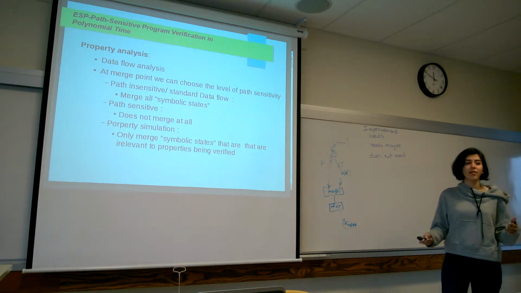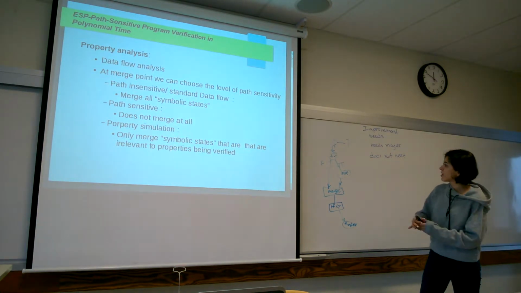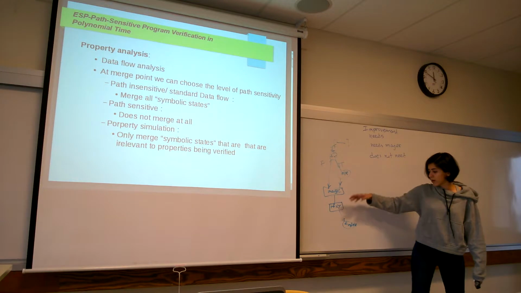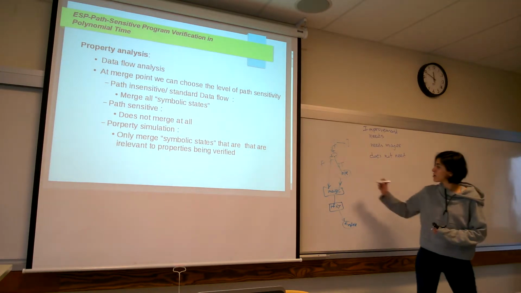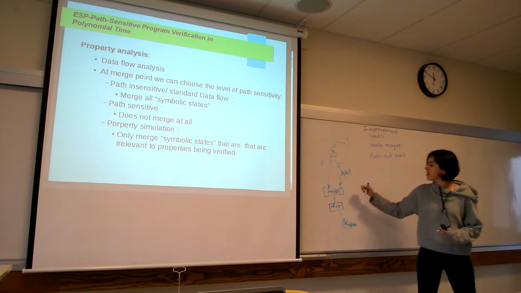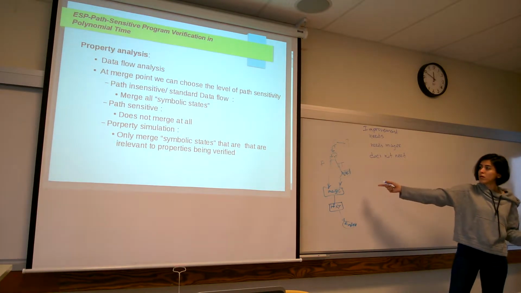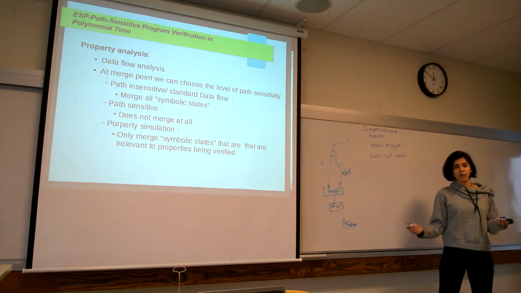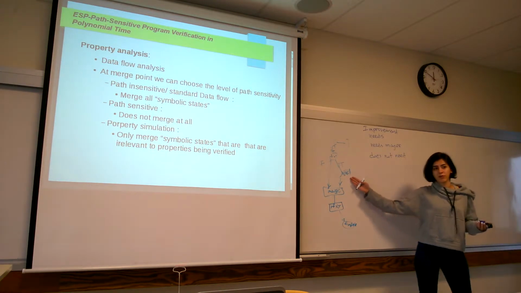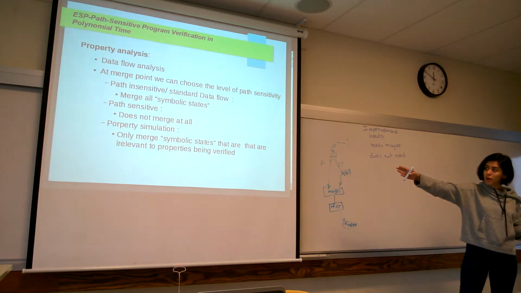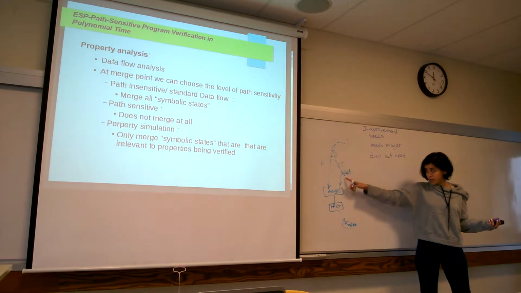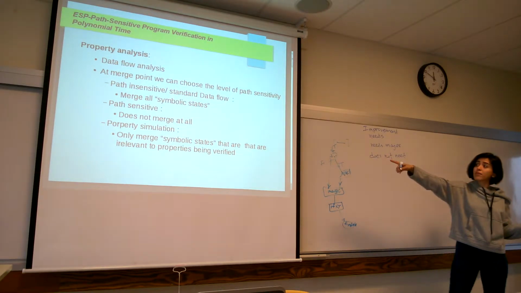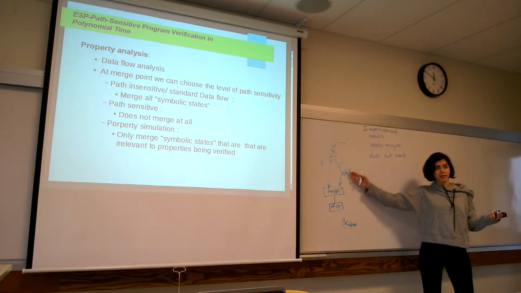For example, if in this example there was an if f equals 0, set x to 1, then x equals 1. This has nothing to do with the properties that we were considering, which were opening and closing files. So property simulation, the third one, would lose the information about this x equals 1, while path sensitive will have this information.